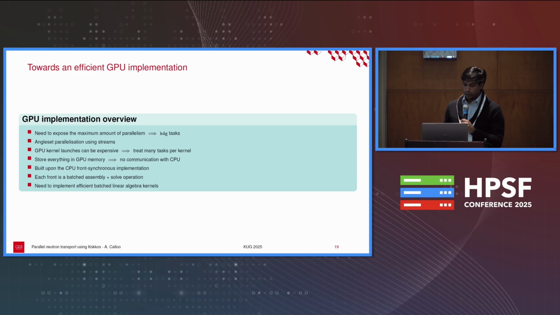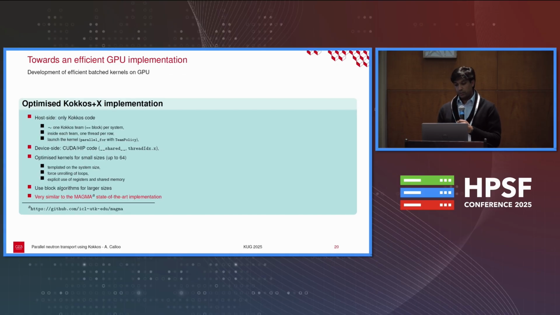And also, for solving the problem, each front is solved as a batch assembly problem. So we assemble and we solve it in batch. And for this case, we needed to have efficient batch linear algebra. We didn't use Kokkos Kernels because in Kokkos Kernels, we could only do the parallel for on the size of the batch, which was very generic, and also on the different.